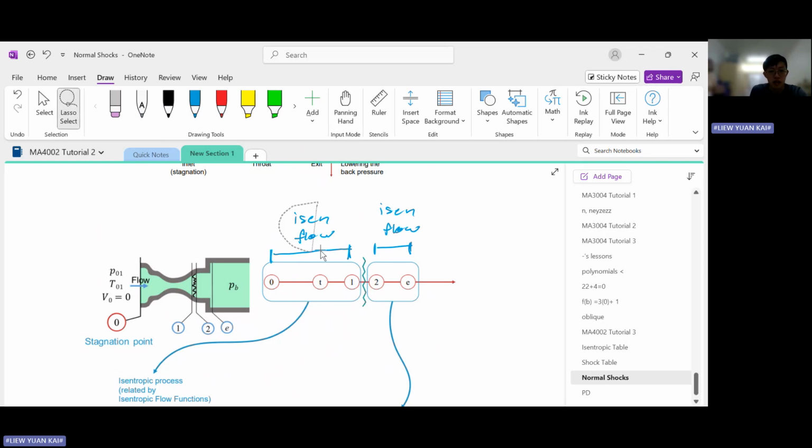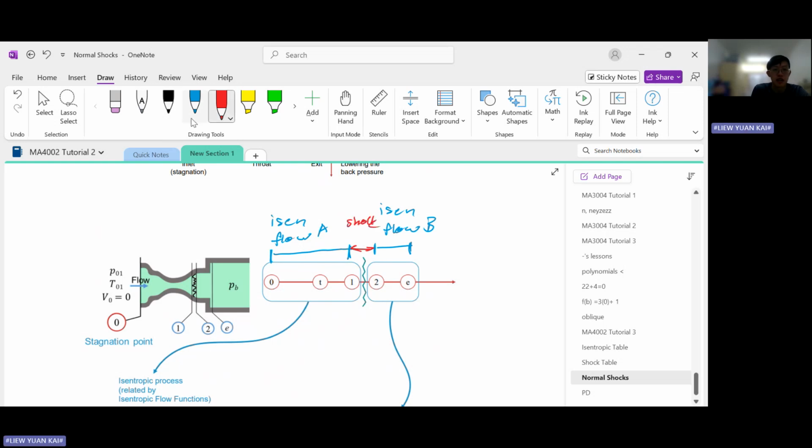So that's why I'm going to call this isentropic flow A and isentropic flow B. They are two different isentropic flows. And how are they different? They're different because they have different reference states. In other words, they have different stagnation points and different critical states. The stagnation point of this flow is not the same as the stagnation point of this flow. They're not equal. And between these two isentropic flows is the shock.